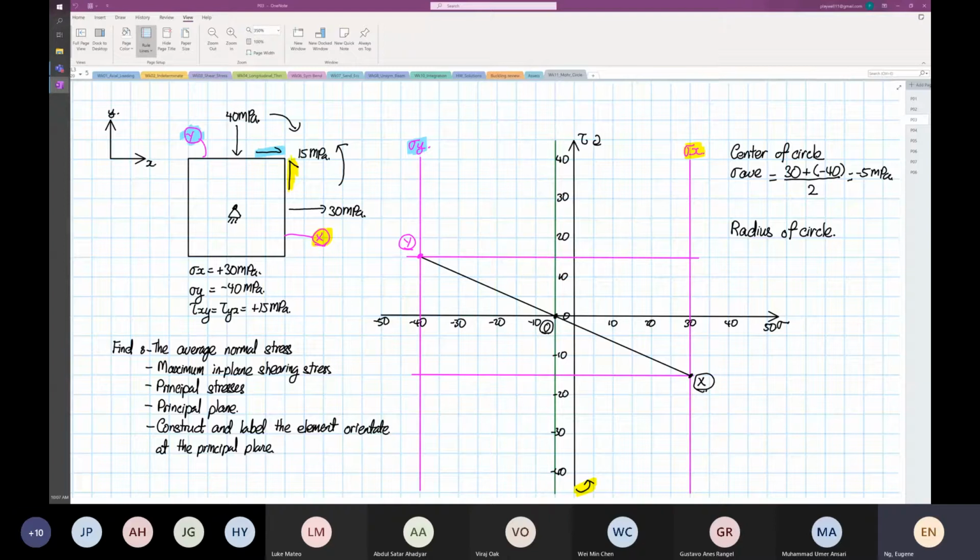So the radius of the circle, we also know is our tau max. So tau max is equal to what? What we need to do now is sort out two values. So we have to find the distance from here to here. So we need to find this distance. Oh, you guys, hold on, undo. Everything still look fine.